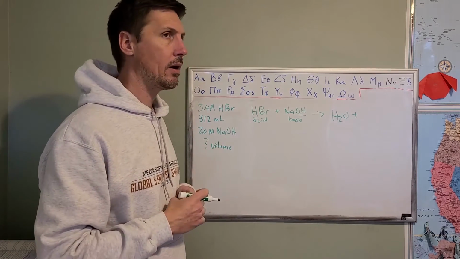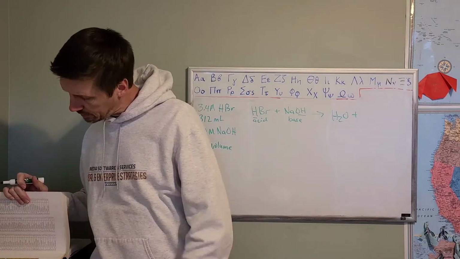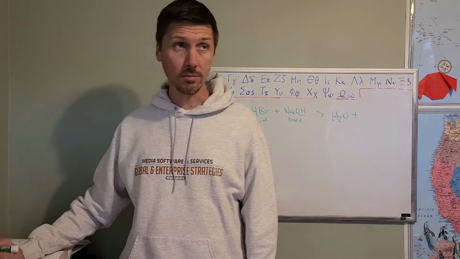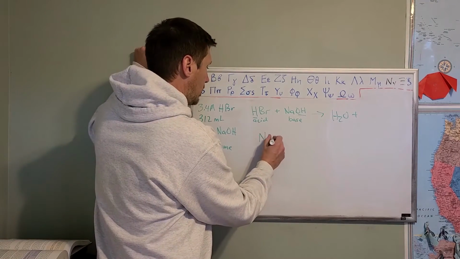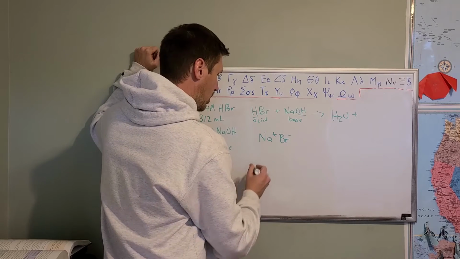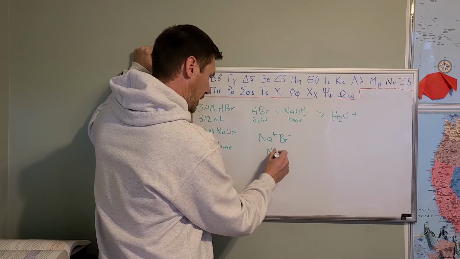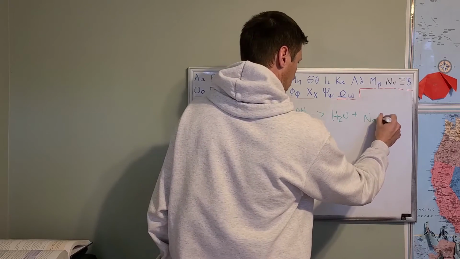We looked that up in our periodic table, and we see that Na is in column 1, and that Br is in column 7. So the Na is going to have a 1 plus charge. The Br is going to have a 1 negative charge, and so when we swap and drop, we're left with NaBr. So that's the substance here.